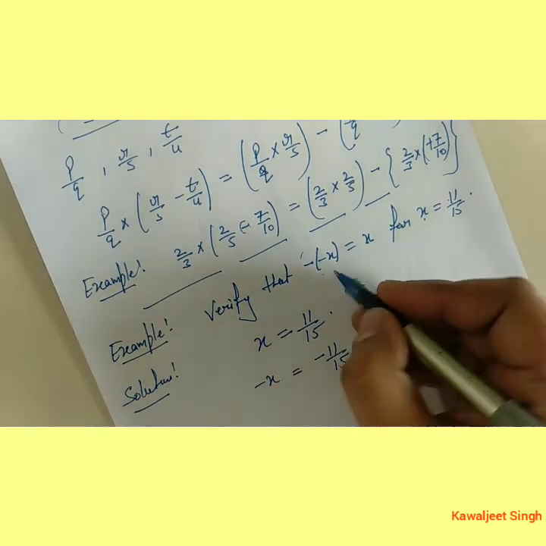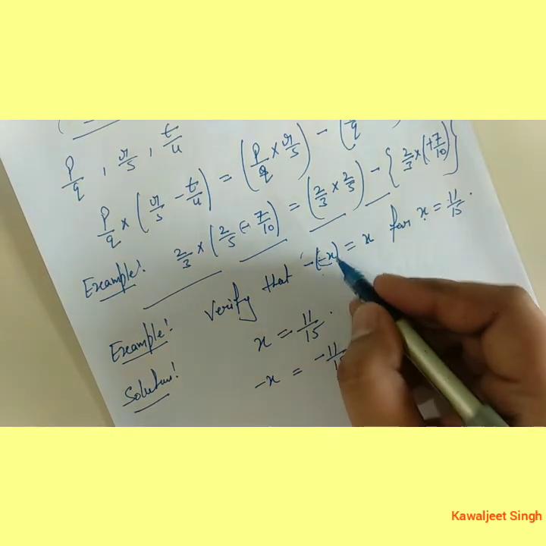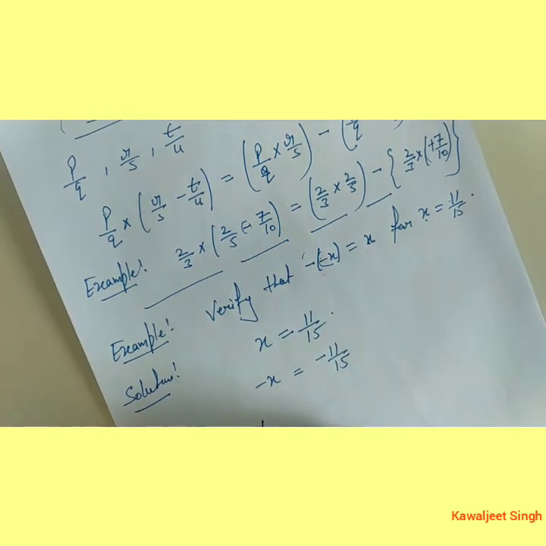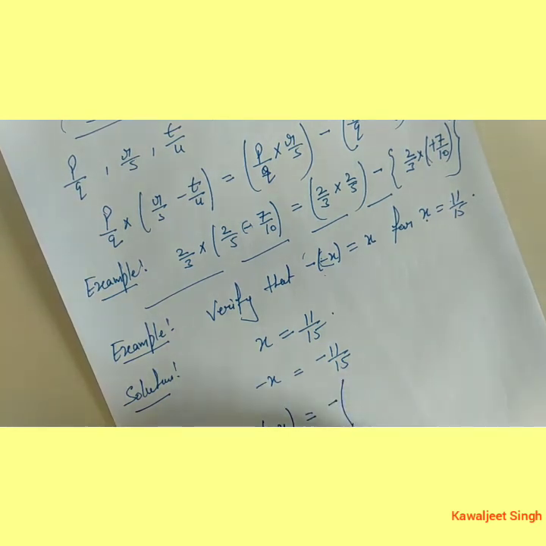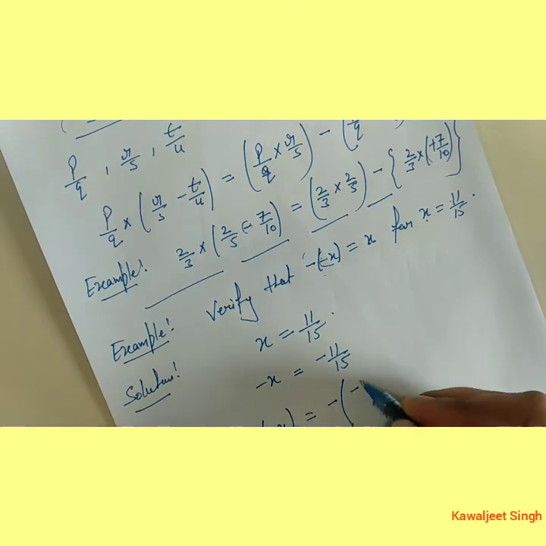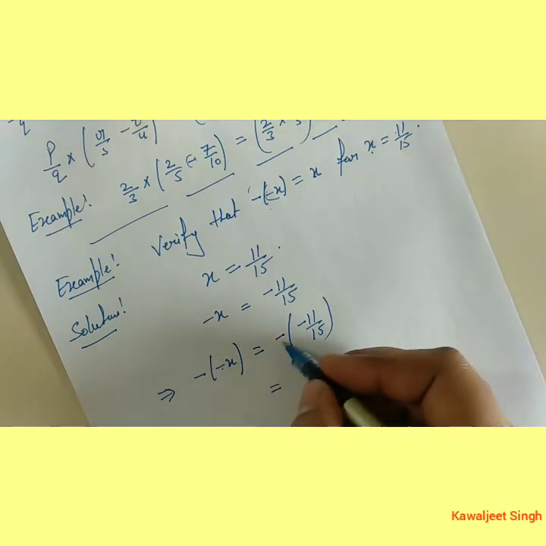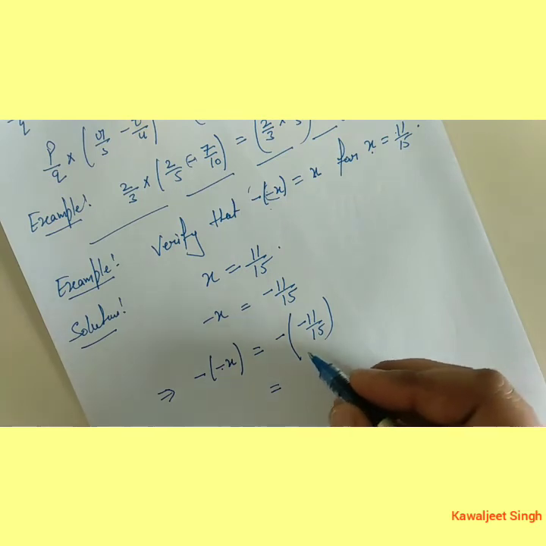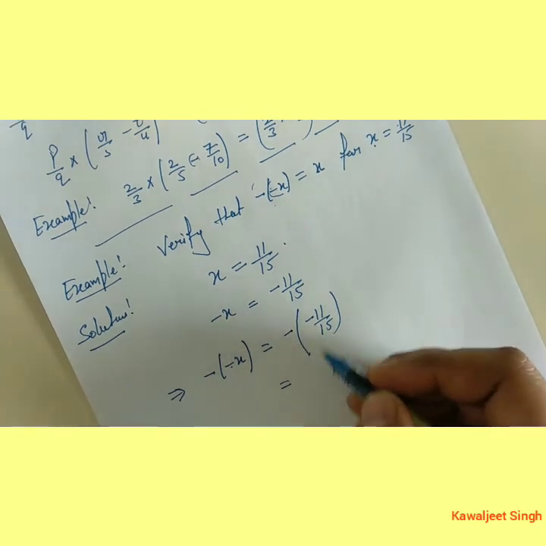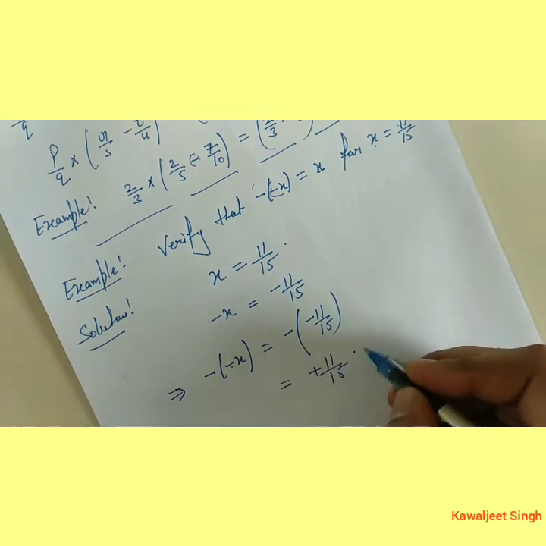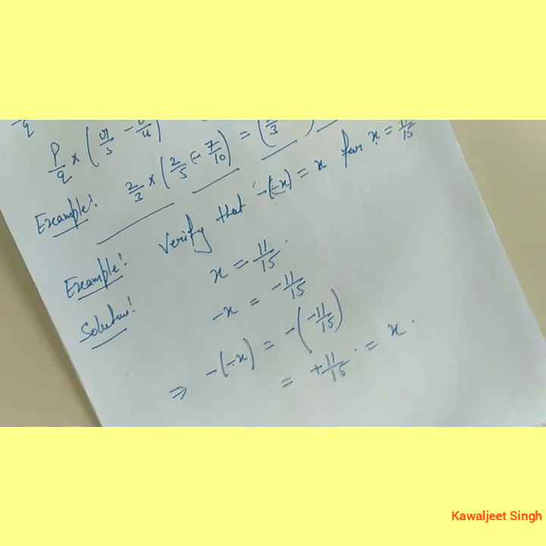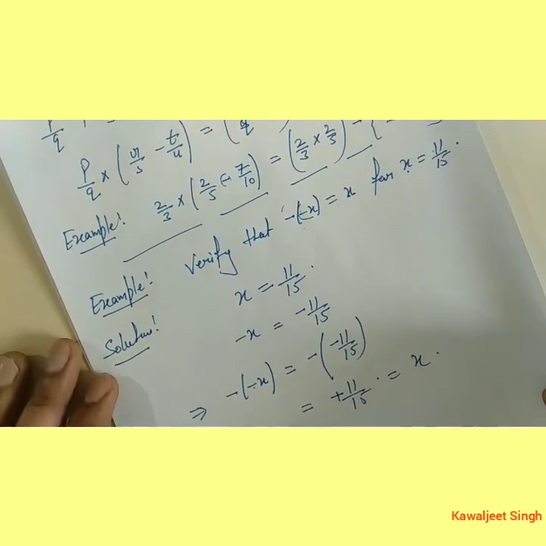Now we have already found minus x, and now we have to find minus of minus x. It means the minus sign is written down as it is and the minus x value is written down in brackets, that is minus 11 by 15. Now open this bracket, and we know that if a negative sign is outside the bracket, then the inner sign will be changed, so it becomes plus 11 by 15, which is equal to x here. So our verification is done.